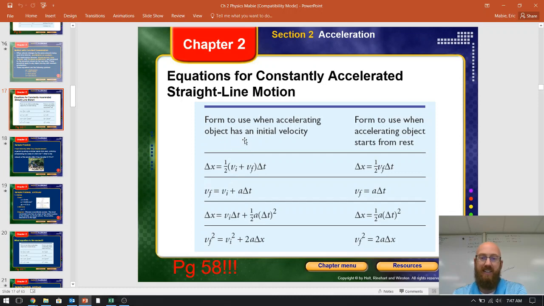The left-hand side, if it has an initial velocity, meaning you're driving 27 miles an hour, and you speed up to 30 miles an hour, it takes you 3 seconds. Look at that first equation. How far have you traveled? Congratulations.